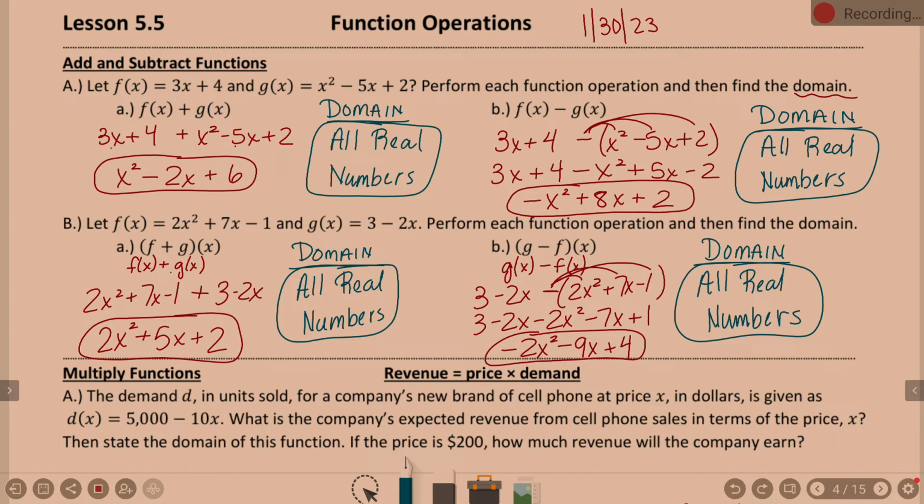Okay, got it? Okay, adding, subtracting, pretty basic. Look for like terms, put them together. Next section, we're going to multiply.